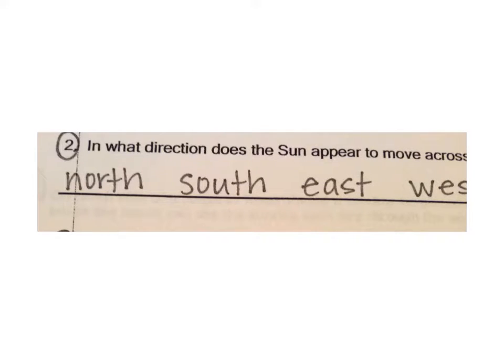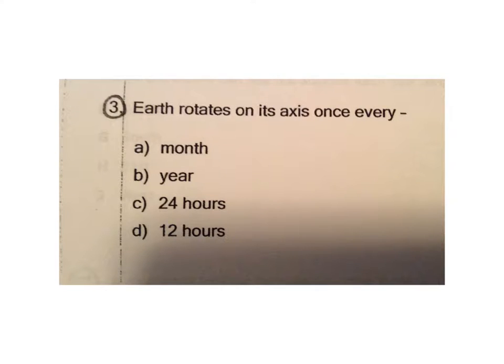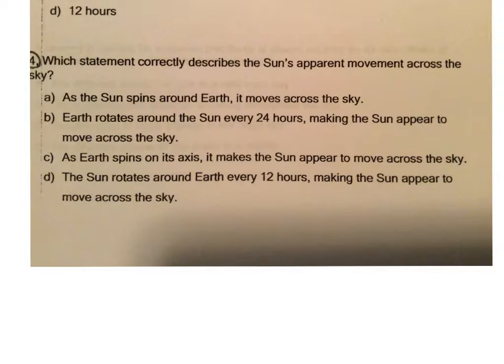In what direction does the sun appear to move across the sky? You're going to circle which direction. Number 3, Earth rotates on its axis once every A. month, B. year, C. 24 hours, or D. 12 hours. Number 4, which statement correctly describes the sun's apparent movement across the sky?